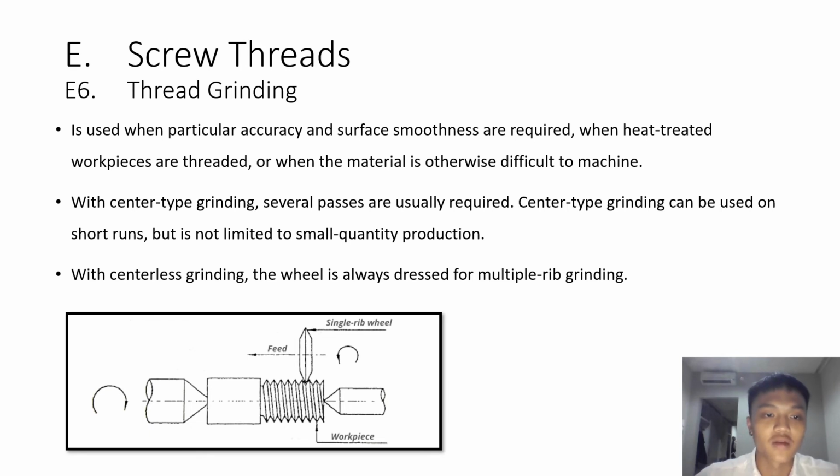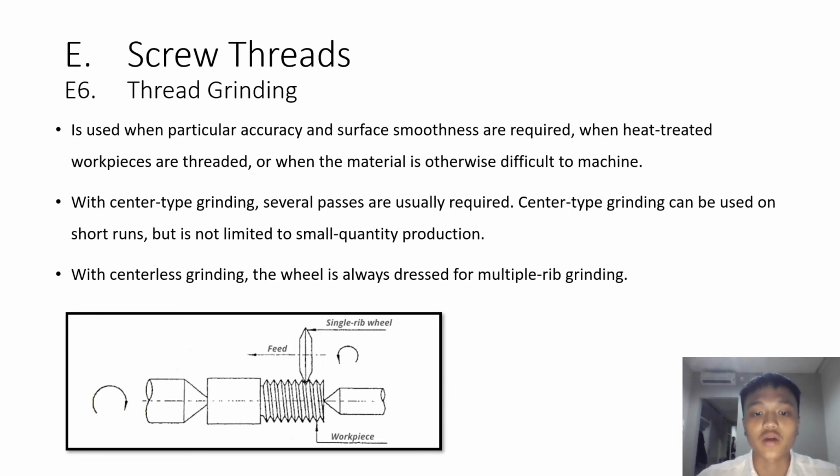The next one is thread grinding. Thread grinding operation is used when particular accuracy and surface smoothness are required, when heat-treated workpieces are threaded, or when the material is otherwise difficult to machine. With center-type grinding, several passes are usually required. Center-type grinding can be used on short runs, but is not limited to small quantity production.